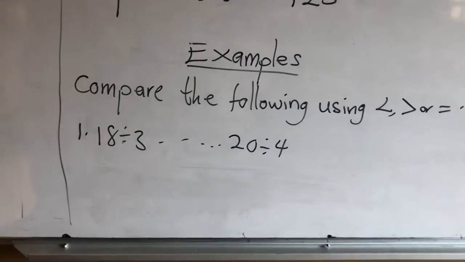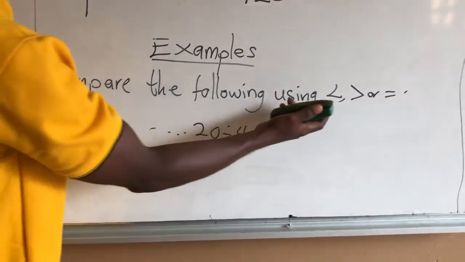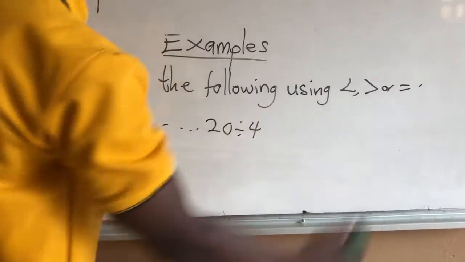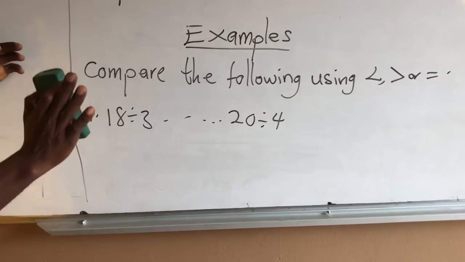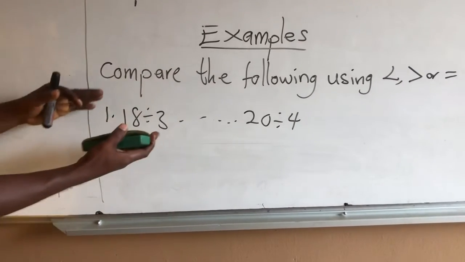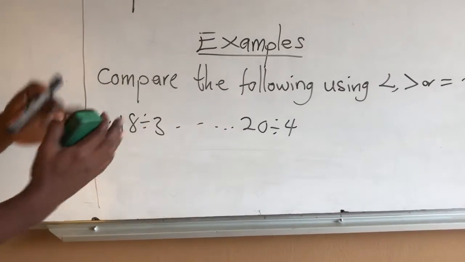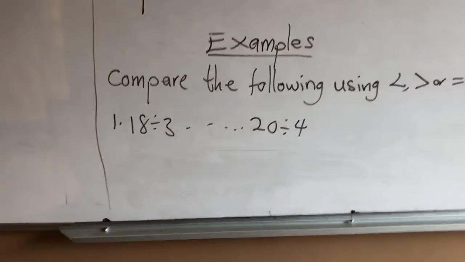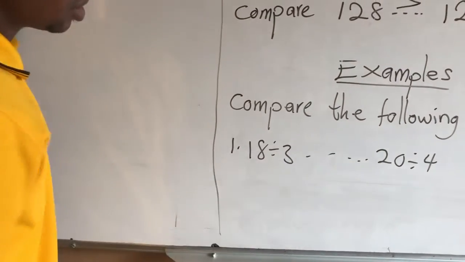Now let's continue with what we are coming to do today. We have to compare the following using less than, greater than, or equal to. So when we have division sentences like this, what are we to do? We have to solve each individual problem. Then after that, we compare the answers. Okay, very good. So the first one is 18 divided by 3.